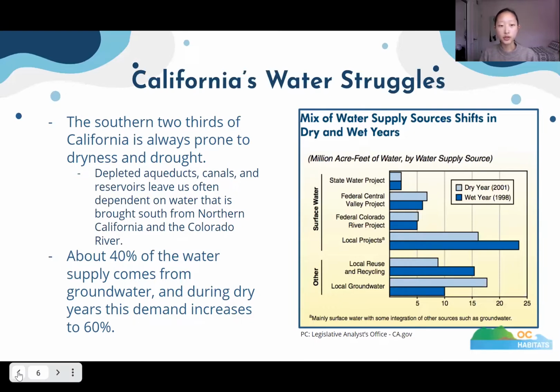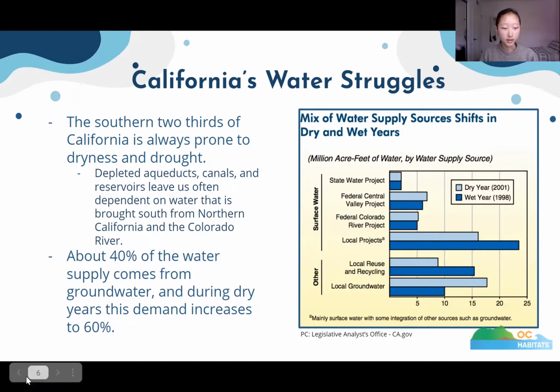California has always struggled with our water because we are definitely not new to this. The southern two-thirds of California has always been prone to drought conditions and dryness. This is because our aqueducts, canals, and reservoirs can be depleted, which leaves us very much dependent on water that is brought elsewhere from Northern California or from the Colorado River. About 40% of the water supply comes from the groundwater, but during the dry seasons, this demand increases to 60%.